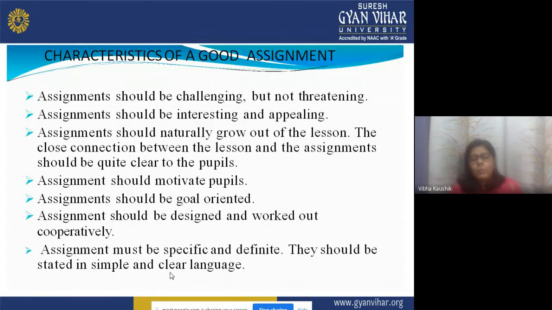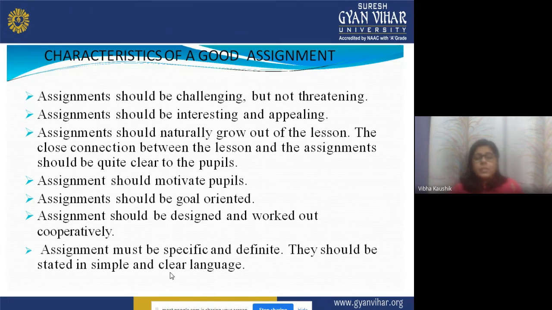An assignment should motivate pupils for further learning. An assignment should be goal oriented, which means the goals which have been decided by the teacher. An assignment should help the teacher to achieve those goals. An assignment should be designed and worked out cooperatively. Assignments must be specific, related to that particular topic, and definite, which means it should be clear.